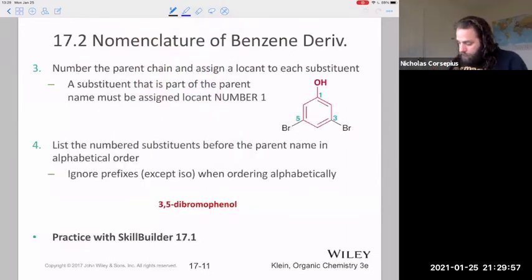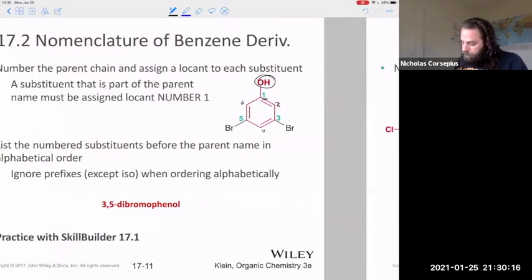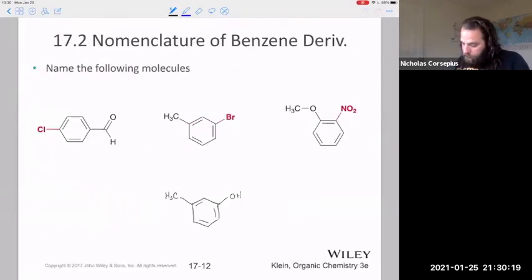Okay, so again, just going through the procedure one more time. That special group that was on our parent chain, that's what made it a phenol. That always gets carbon 1. So then we just continue in a circle, which is why our bromo groups are located at 3,5. Okay, so let's go through these examples again. Well, these are the ones that we did before, so let's switch it up a little bit. Put a chloro group there.